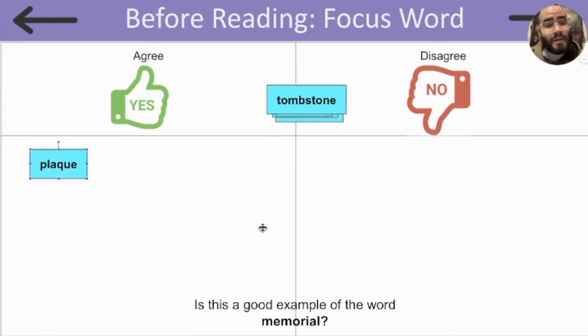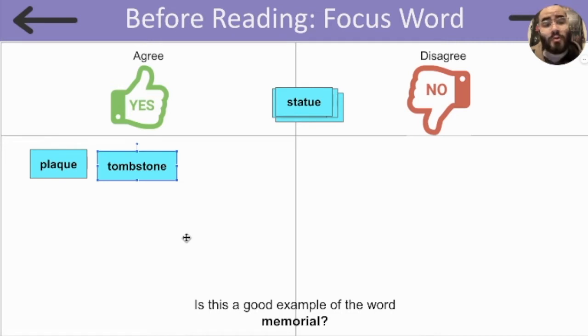Yes, a plaque can be a memorial. A plaque can be a piece of steel with someone's name and dates written on it as a memorial. How about a tombstone? Yes, that's right. That is also a memorial. Tombstones are placed on graves as a memorial. How about a statue? Can a statue be a memorial? Yes, that's right. Just like the Statue of Liberty can be a memorial to freedom. How about a book? No, a book is not really a memorial.